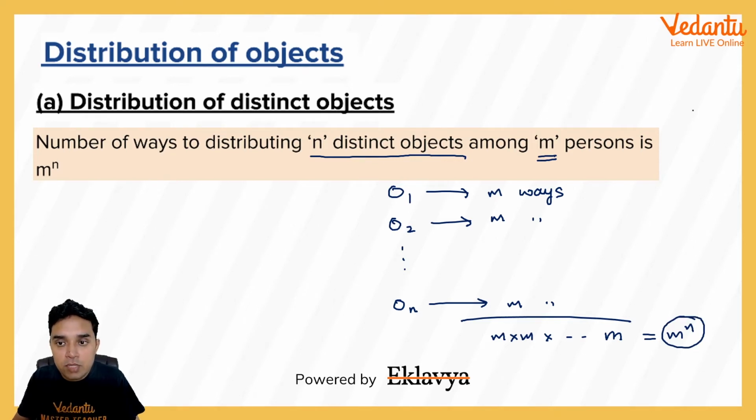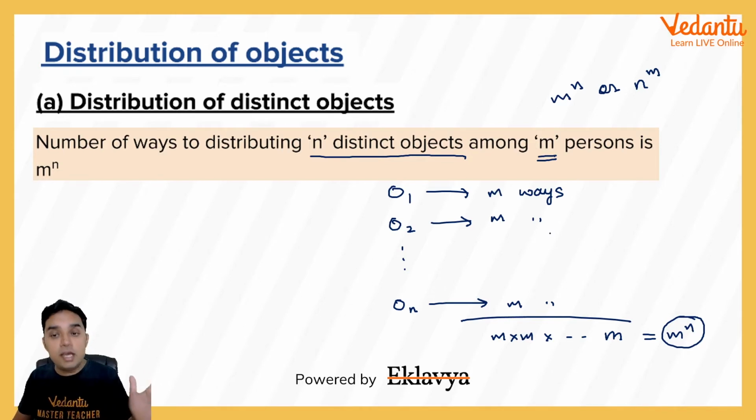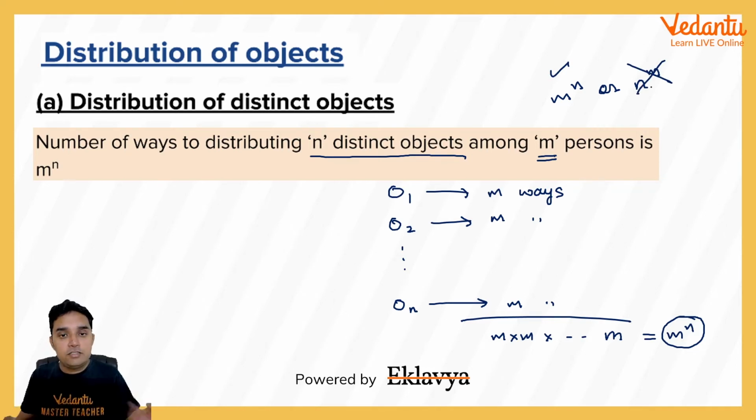I have seen students getting confused between m raised to the power n or n raised to the power m. Please remember, we have to distribute the objects, not otherwise. So this is correct, this is wrong. There is one more thing here, that there is no restriction that which object will go to which person, or that at least one object should go to one person. Here we have taken all possibilities. Maybe all objects may have gone to one person.